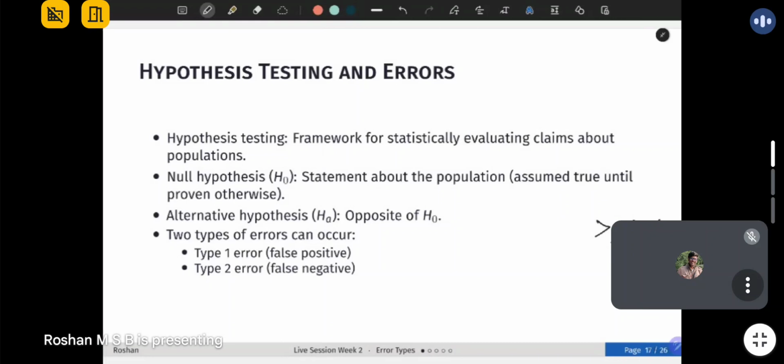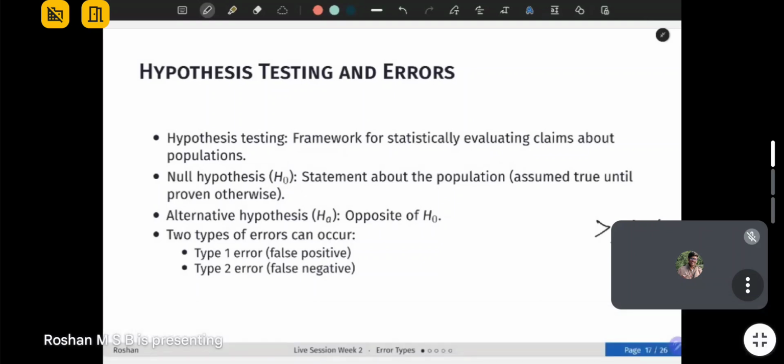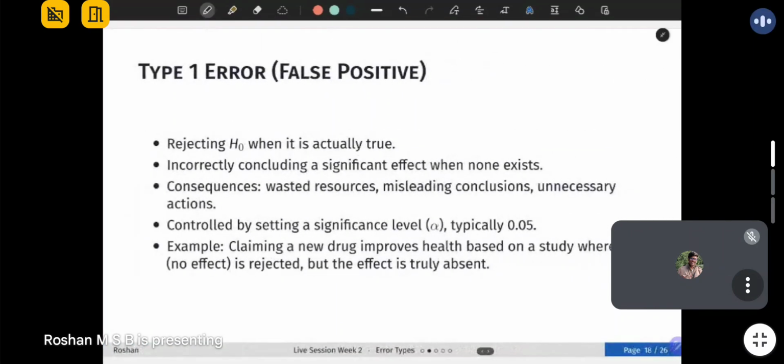What's the difference between these two? What is a false positive and what's a false negative? In type 1 error, we reject a true null hypothesis. In type 2, the opposite, failing to reject the null hypothesis even though it is false. Yeah, that's correct. So the first one is the type 1 error. In type 1 error, you reject the null hypothesis when it is actually true.